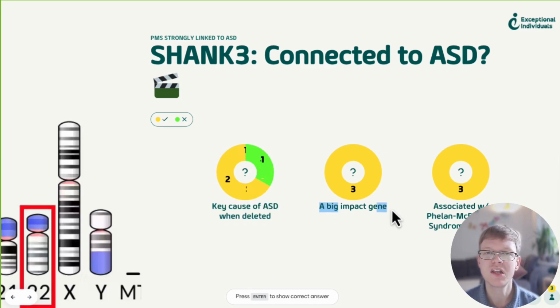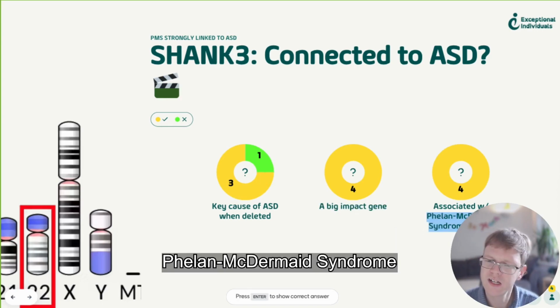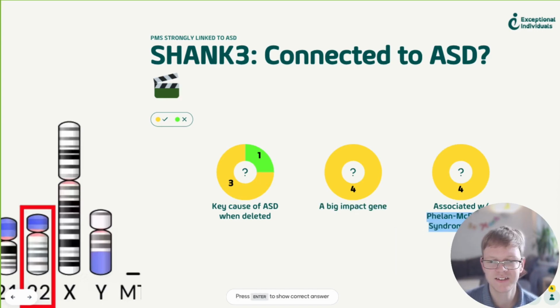There are many, many genes. Some are more important than others. SHANK3 tends to be a big player in the game. And we also notice that it is associated with Phelan-McDermid syndrome. This is a syndrome which is very closely linked to autism. So there's more research connecting this than there is to autism, but this is also very closely linked to autism.